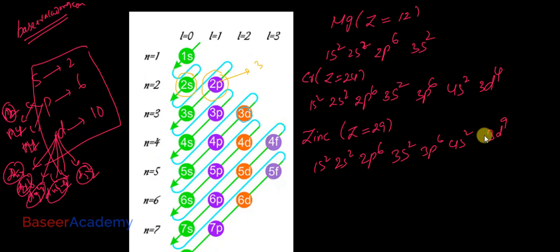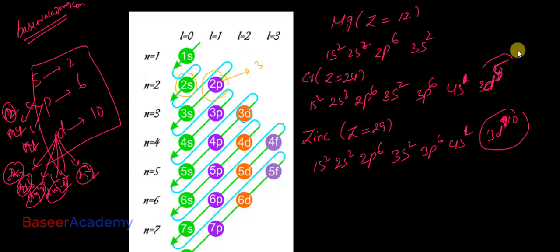Chromium and zinc, you have written the electronic configuration, which is well and good. But the electronic configuration of chromium and zinc is a little different than this. Why? Because just to gain stability, the 3d orbital will take 1 electron from 4s orbital. This 2 becomes 1, and this 4 will become 5. And in order to gain stability again, 3d orbital takes 1 electron from 4s, and this 9 will become 10.